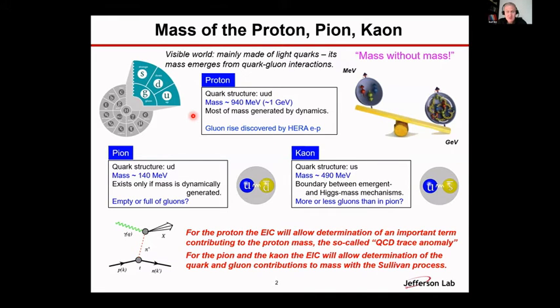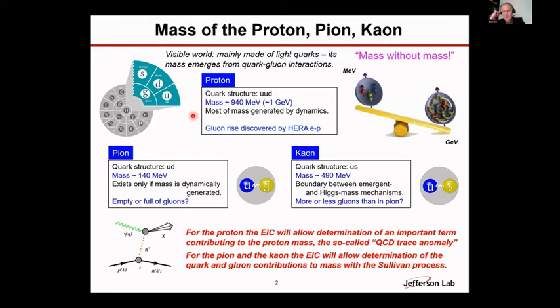On the other end, the world has left us with a pion, which is a simple structure you can imagine, an up and an anti-down. 140 MeV. Now, the pion only exists if mass is dynamically generated. And I'll come back to it a bit later. There are questions, and this is kind of a weirdo question, but I'll come back later. We actually don't know how many gluons there are in the pion.